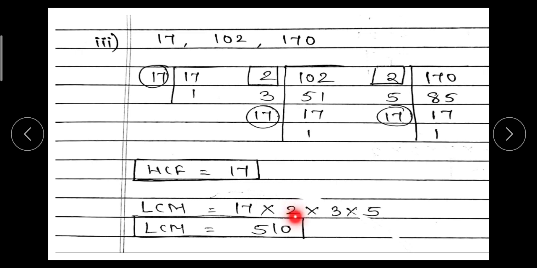So, I have written 2. Now, uncommon numbers. Uncommon numbers are 3 and 5. So, 17 multiplied by 2 multiplied by 3 multiplied by 5 is 510. So, the LCM is 510. Okay, write down this question.